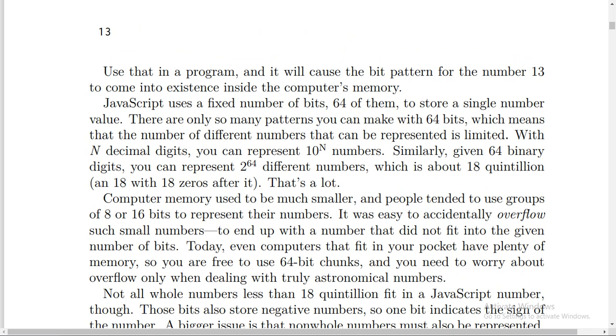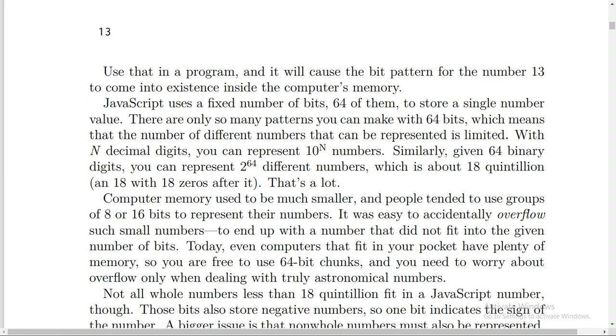And it will cause the bit pattern for the number 13 to come into existence inside the computer memory. JavaScript uses a fixed number of bits, 64 of them, to store a single number value. There are only so many patterns you can make with 64 bits, which means that the number of different numbers that can be represented is limited. With n decimal digits you can represent 10^n numbers. Similarly, given 64 binary digits, you can represent 2^64 different numbers, which is about 18 followed by 18 zeros, and that's a lot.